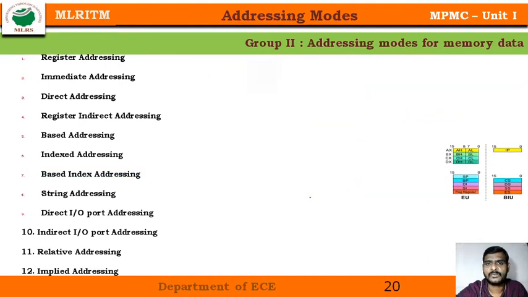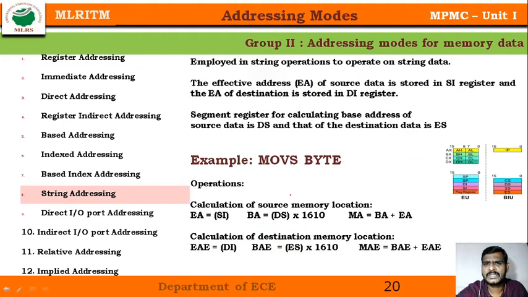Okay, then we'll go for another addressing mode, the string addressing mode. It is employed for string operations, like arranging or sorting; if I want to perform string operations, this addressing mode is used. The effective address of the source data is stored in the SI register, the source index register, and the effective address of the destination is stored in the DI register. These registers are used to calculate the address of the source data in the data segment, and the destination data in the extra segment.